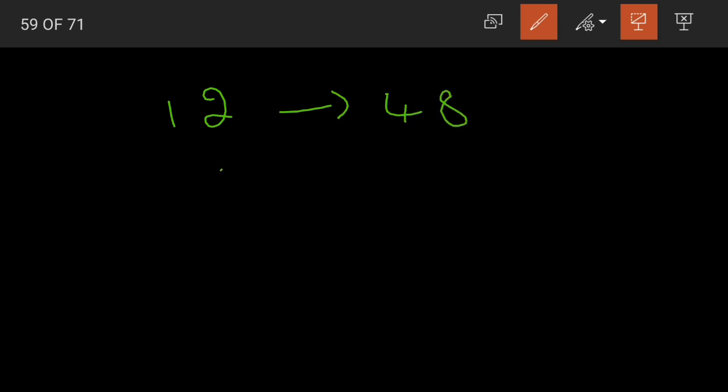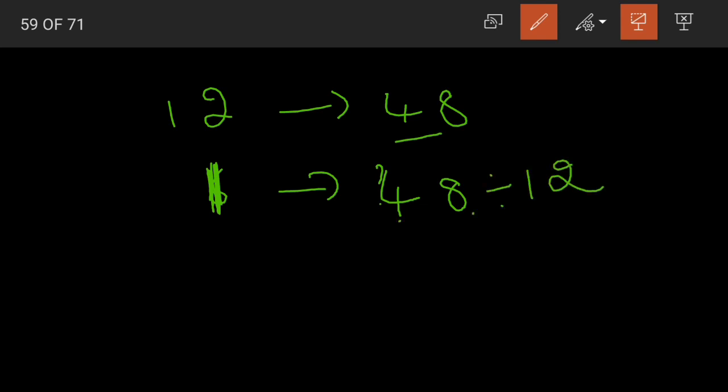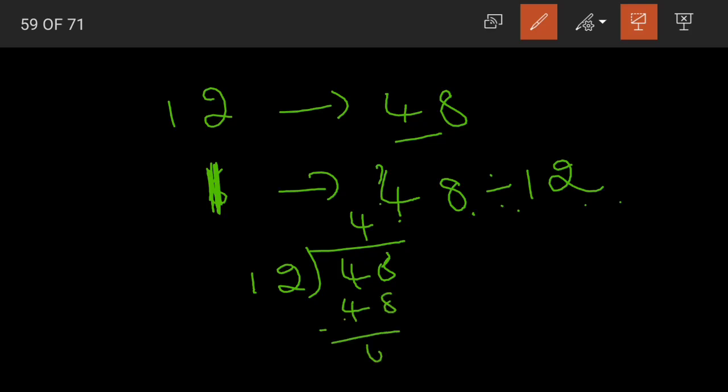Now we need to find out the cost for 6 eggs. So for that, first what should we do? We should find out the cost of one egg, right? How will we find out the cost of one egg? Very good. Divide the total amount by the number of eggs. 48 rupees for 12 eggs. So when we divide, we have 12 fours are 48. When we subtract, the remainder is 0. What is the answer? 4.